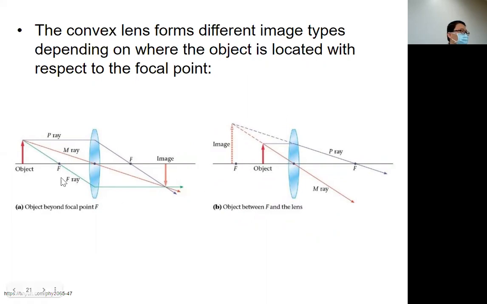If you are beyond the focal point, you are going to get a real image. And if you are inside the focal point, that means your DO is less than the focal length, you are going to get a virtual image. In this case, it's an enlarged virtual image. You can just use two rays here, a midpoint ray and a parallel ray, to find its image. You can also use any two of these to find the image.